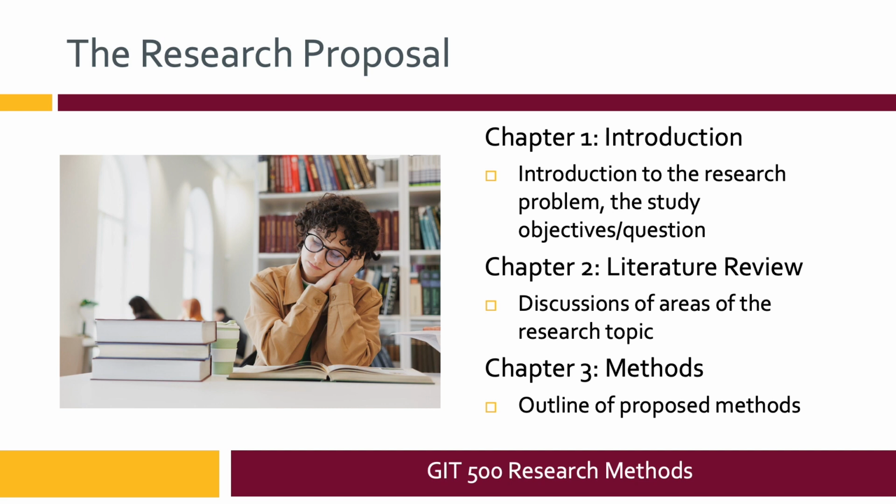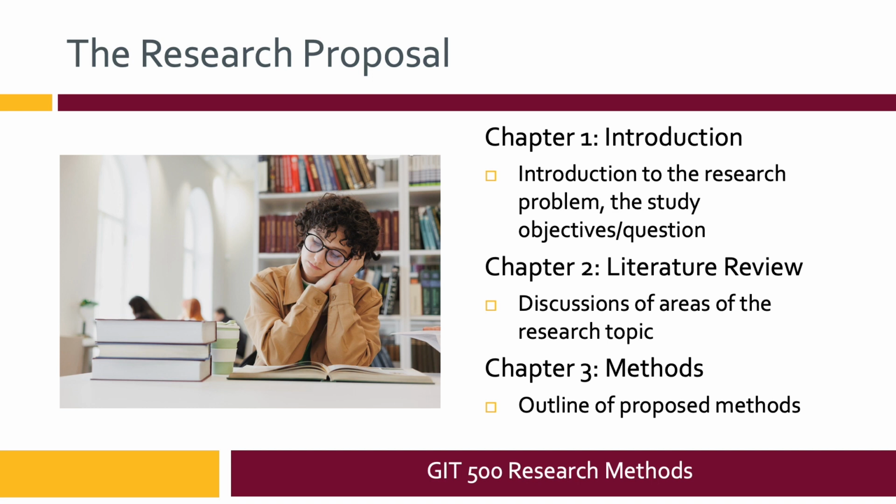Now let's talk about the research proposal. And as you might remember from the beginning of this lecture, we talked about it being a document that will help you get approval from your professor or your employer or funding sources that you want to get money from to do your research. It's basically the first 3 chapters of a 5-chapter research paper. You'll write chapter 1, the introduction, the introduction to the research problem, the study objectives, the limitations, all that stuff.